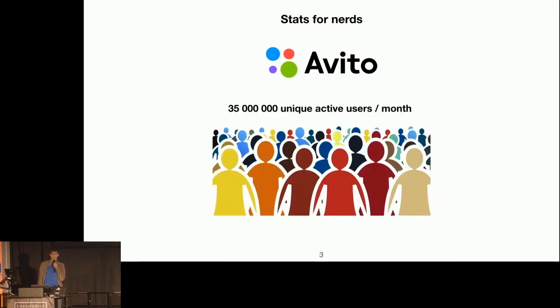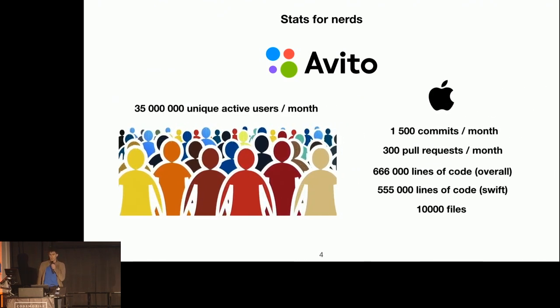It's similar to Craigslist and OLX, but has 35 million unique active users per month and quite complex mobile applications, each having more than 1,500,000 lines of code. And today we're going to talk about the startup time, which is an important metric because it forms the initial sense of your application.